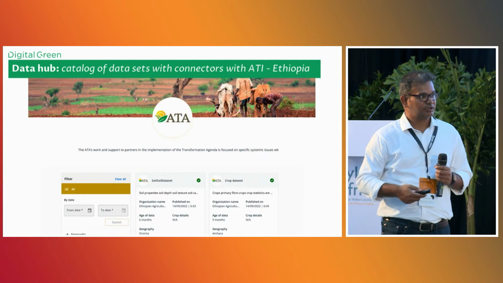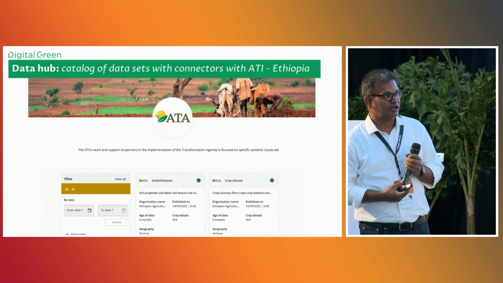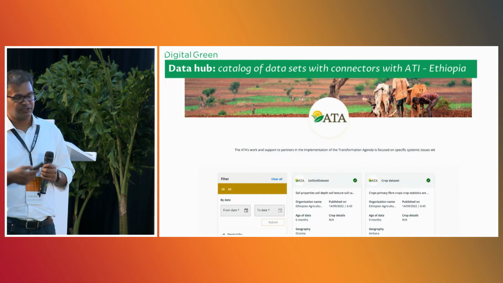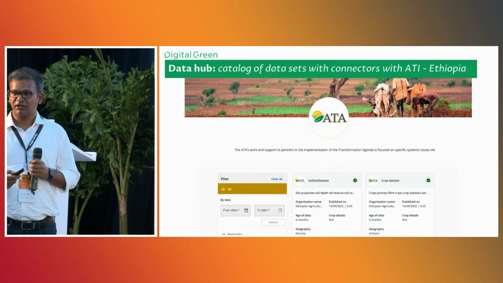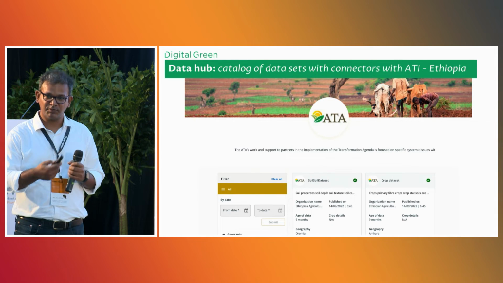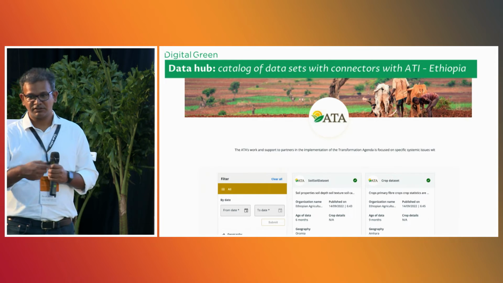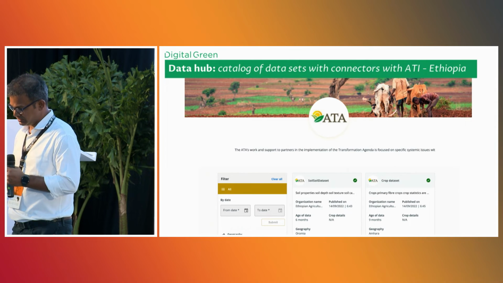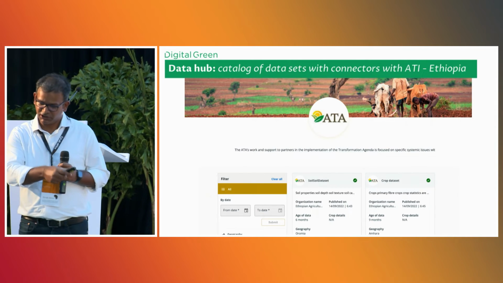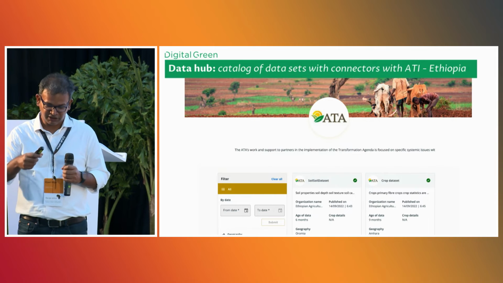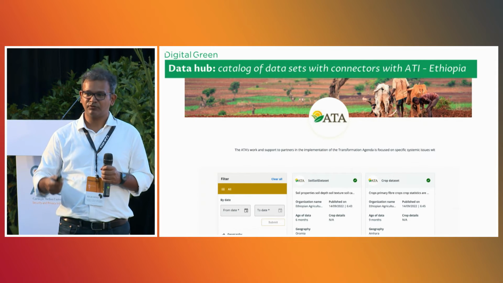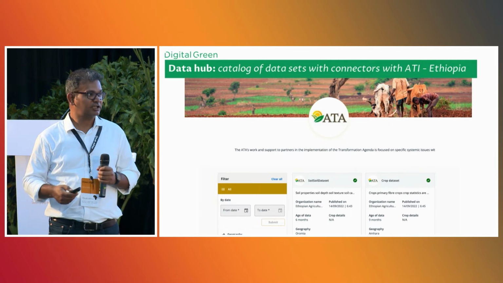We are also working with ATI in Ethiopia, and this is a snapshot of the data catalog that is being created there, where different data sets can be published. And based on these, the description, so the idea of having these data catalog, which is run by the nodal agency in our diagram, is that people can look at what data is there before actually doing some sort of a data exchange itself.